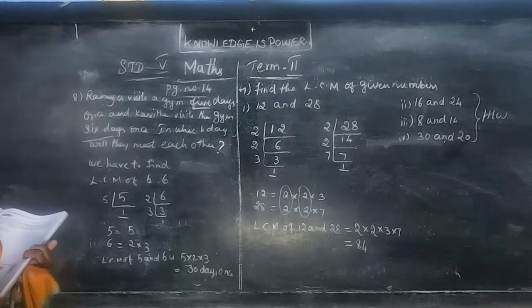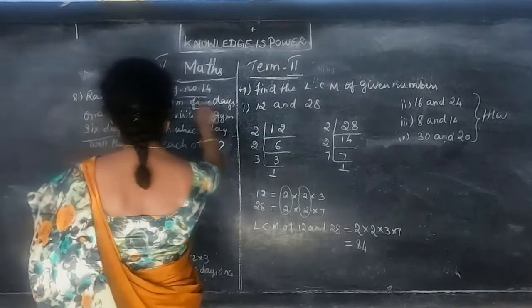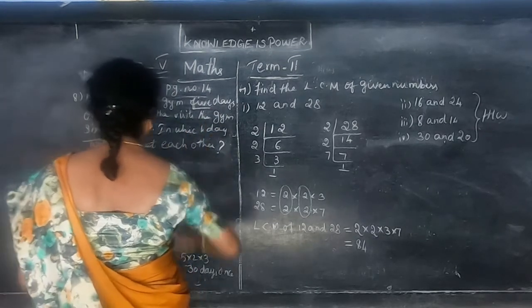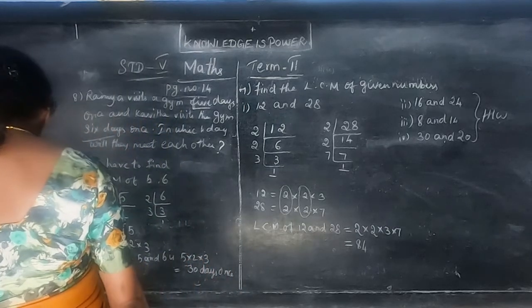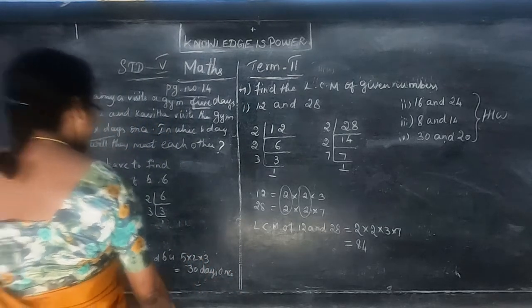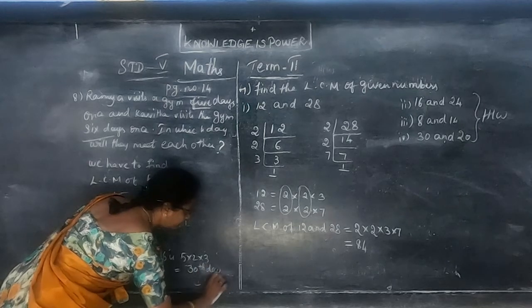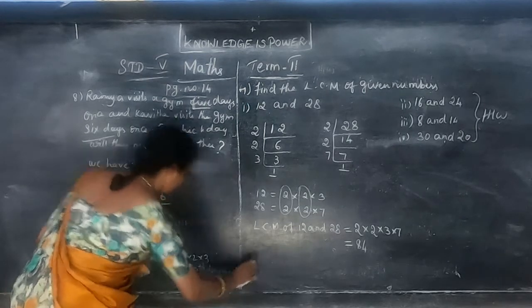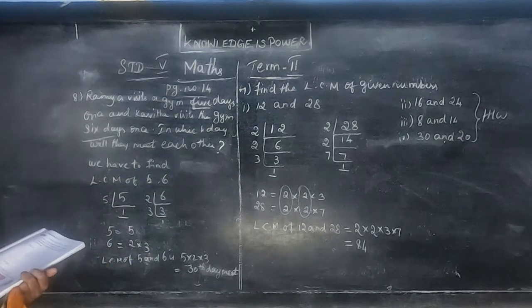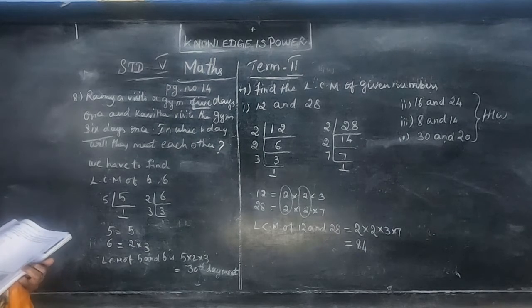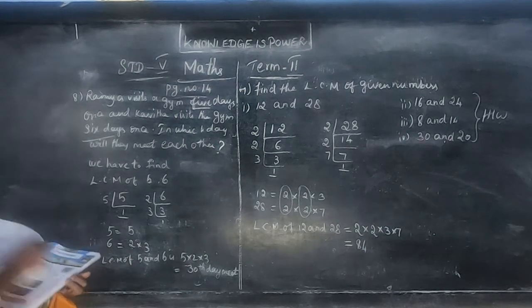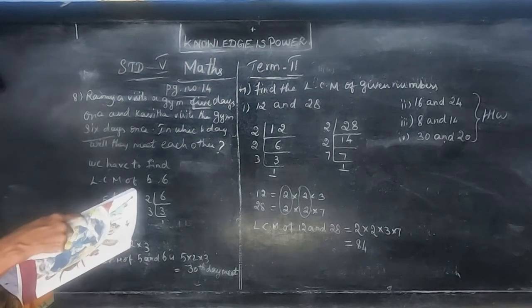Okay. Ramya visits 5 days once and Kavita visits 6 days once. In which day will they meet each other? They will meet on the 30th day. So, children, this is the answer for you. So 5 and 6, this is the problem. So you can do this.